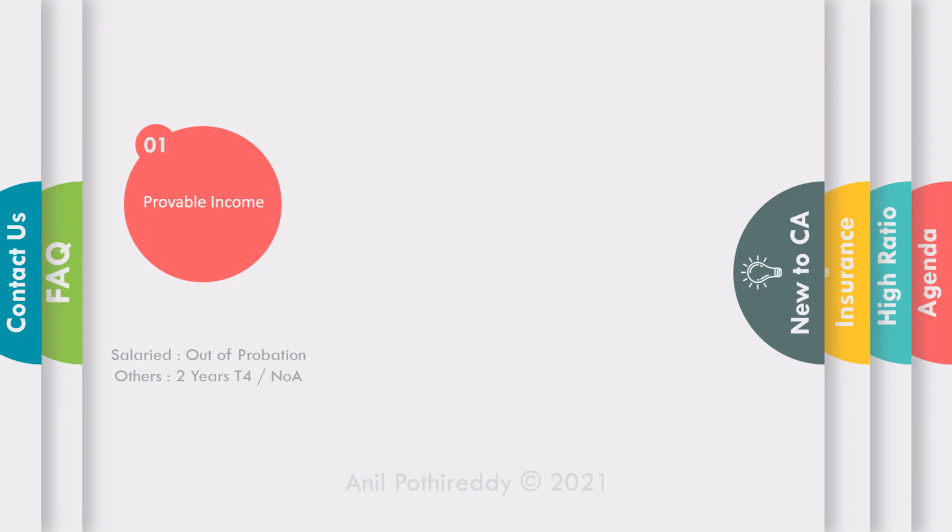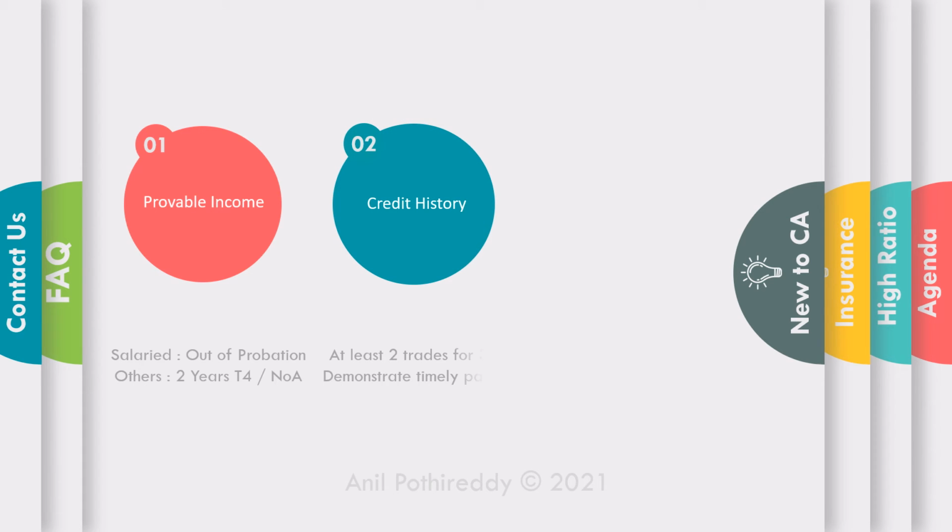Firstly, you need to have a stable job with a provable income. Now, what does that mean? If you are in a salaried position with an annual pay, not hourly pay, but an annual pay, the only requirement here is that you need to be out of probation, which is typically 3 months. In this scenario, one could secure a mortgage by providing the employment letter and 2 recent pay stubs.